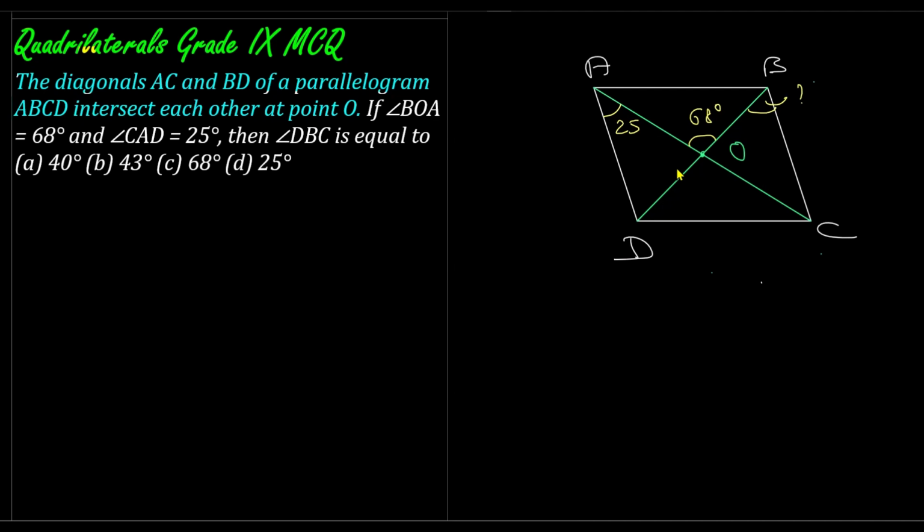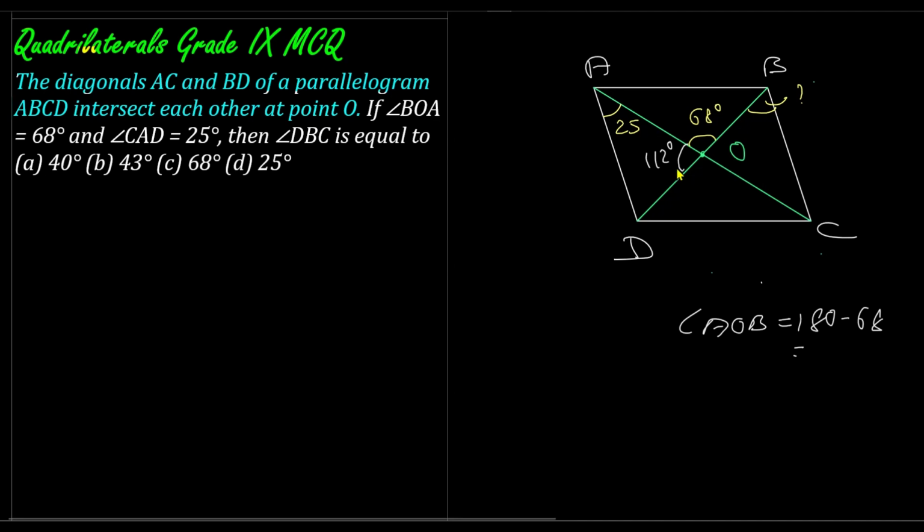Now we know this is a straight line, so we can apply linear pair over here and find this angle. Applying linear pair, I'll get the value of angle AOD. It should be 180 minus 68. As you can see, this is forming a linear pair, so this angle AOD should come as 180 minus 68, which is 112 degrees.